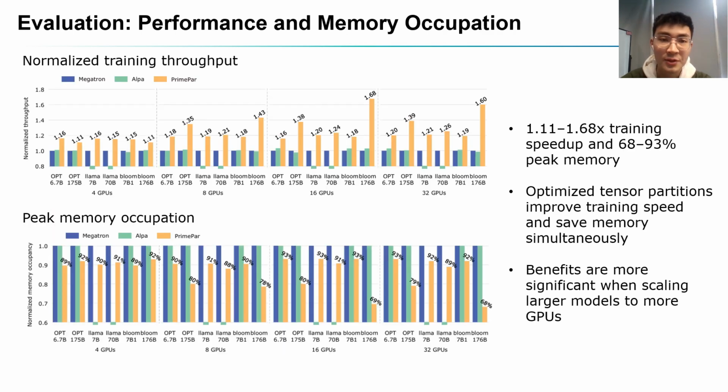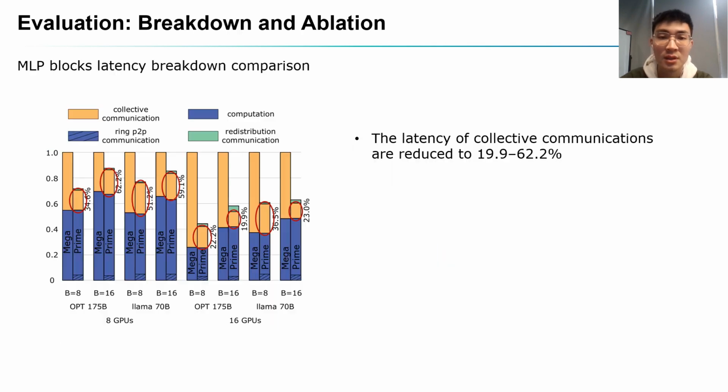We evaluate training throughput and peak memory occupancy of several transformer models. Compared to baseline, PrimePar brings speedup and memory saving simultaneously, and the improvements are more significant when scaling larger models to more GPUs. From the latency breakdown, you can see that collective communication latency is significantly reduced.